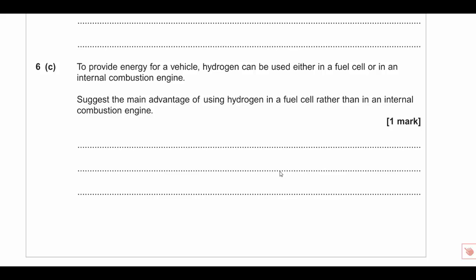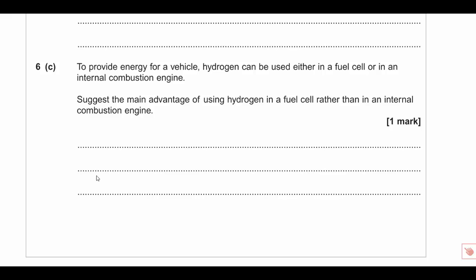To provide energy for a vehicle, hydrogen can be used to fuel a fuel cell or an internal combustion engine. What's the main advantage of hydrogen in a fuel cell rather than an internal combustion engine? I'd go for that one, harnessing more energy. Internal combustion engine, you're not being able to use necessarily all of that energy. Some of the energy is going to be wasted, going to go to other places. Here we're going to get to use all that energy from the current. We're going to use it obviously to power our motors and all the rest of it.